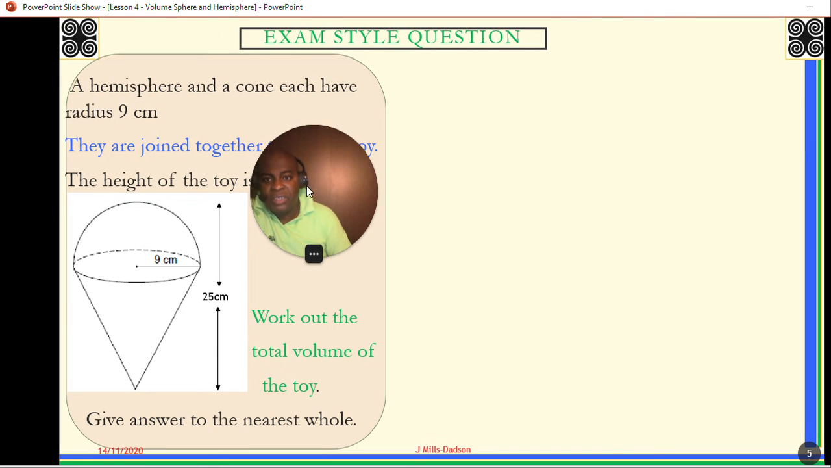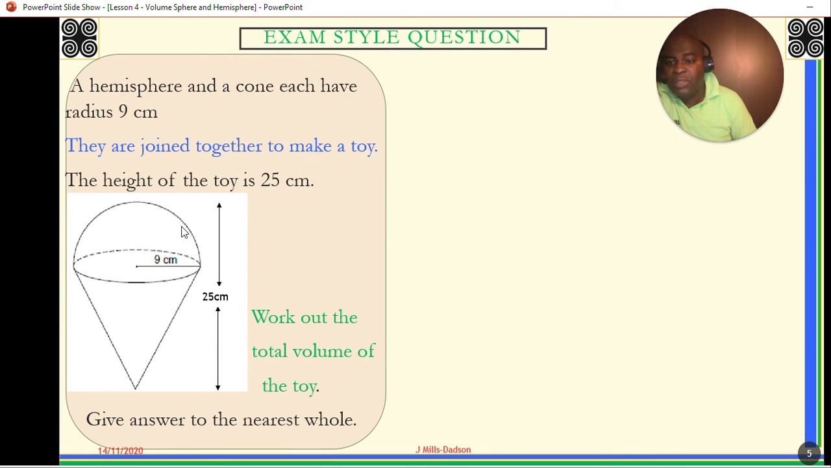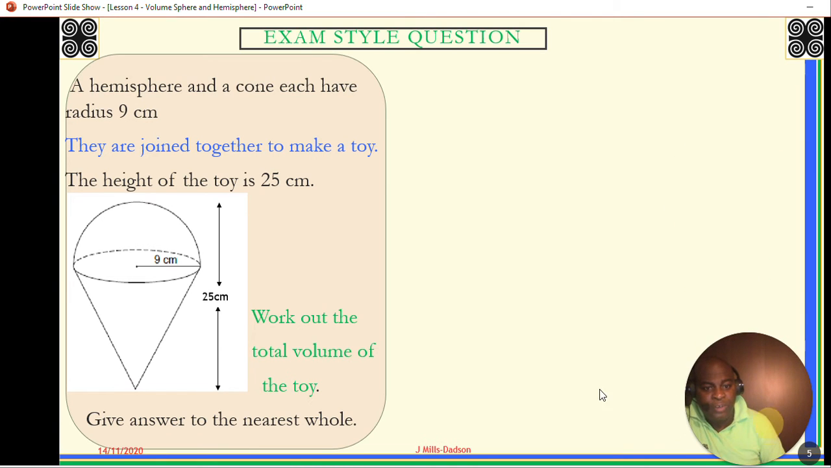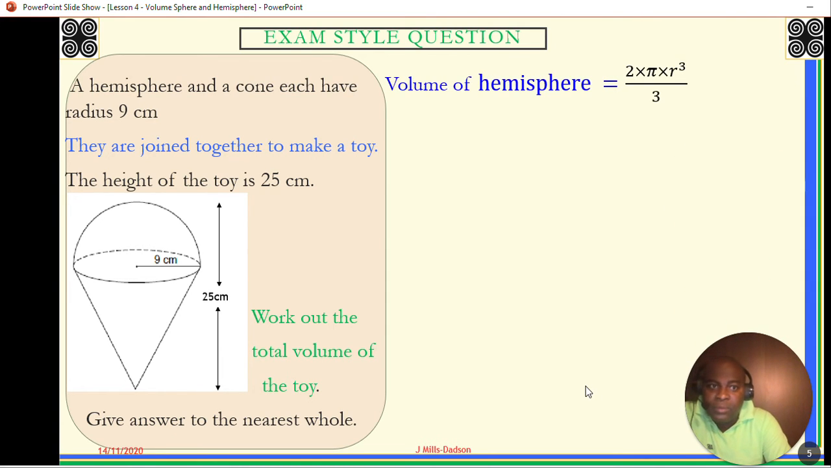Exam style question. We have a toy made of a hemisphere and a cone. The two shapes are joined, and the hemisphere and the cone have a radius of 9, and the full toy has a height of 25 cm. We need to work out the total volume. So we start by looking at the volume of the hemisphere alone. And we quote the formula. Radius here is 9 cm, so r cubed becomes 9 cubed, and that gives us 486 pi cm cubed for the hemisphere.